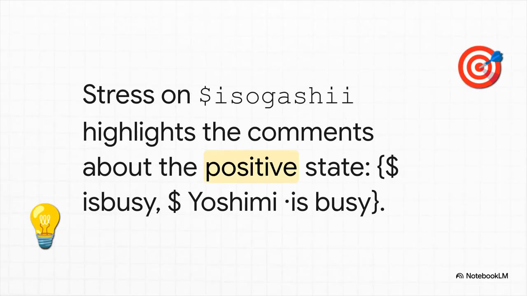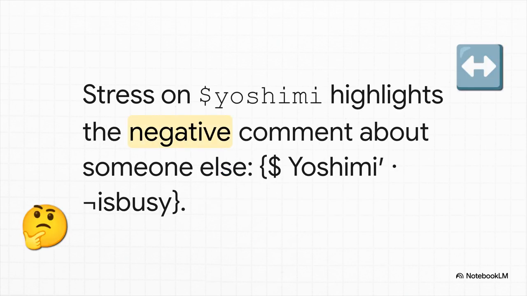Well, the framework models this by analyzing what it calls the sentence's commentary, basically the set of propositions that make up its meaning. When the stress is on the predicate, isogashi, the system's focus operator highlights the positive parts of that commentary. The result is a simple, predicational focus on being busy. But watch what happens when we shift the stress. When the stress is on the topic, Yoshimi, the focus operator instead highlights the negative proposition in the commentary, the one about the alternative, Yoshimi prime. By making the statement "Yoshimi prime is not busy" the most salient part of the meaning, the formalism directly derives that contrastive reading. It's really elegant.